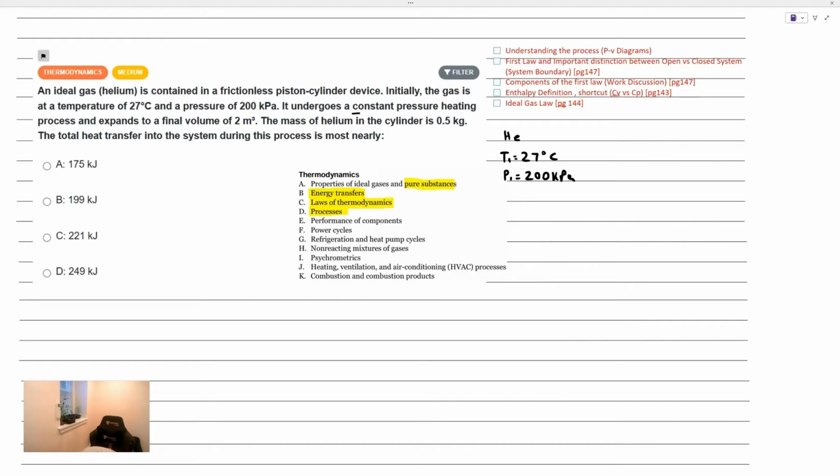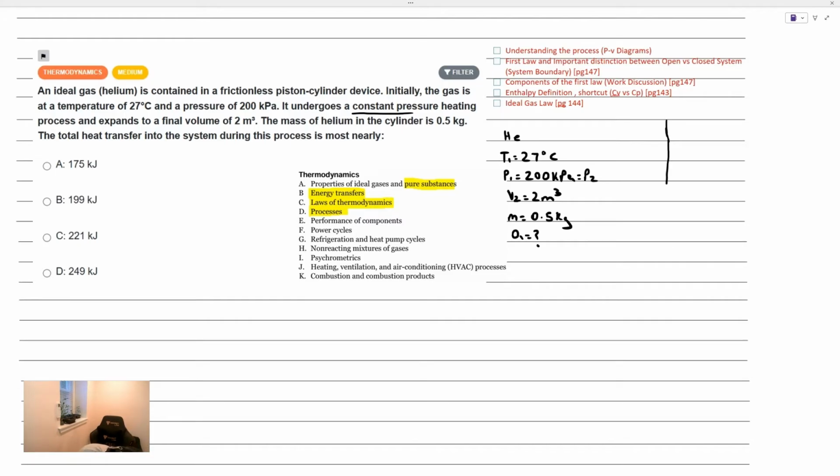It undergoes a constant pressure heating process, so that means the pressure at state point 1 is the same as the pressure at state point 2, and it expands to a final volume, V2, equal to 2 cubic meters. The mass of the helium in the cylinder is half a kilogram. The total heat transfer into the system during this process, Q, is the unknown.